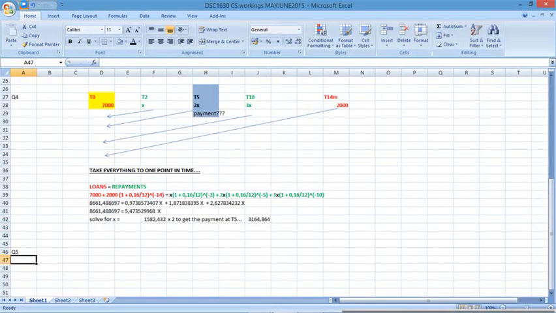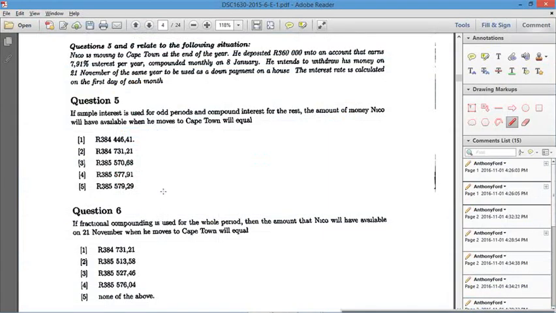Okay guys, question number 5. We've got 5 and 6 relating to the following situation. Nico is moving to Cape Town at the end of the year. He deposited 360,000 into an account that earns 7.91% per annum compounded monthly on 8 January. He intends to withdraw his money on the 21st of November of the same year, and he's used a down payment on the house. Okay, the interest is calculated on the first day of each month. Okay, first day of each month, right? 8th Jan, 21 November. We know we're going to have to be calculating dates and times here.